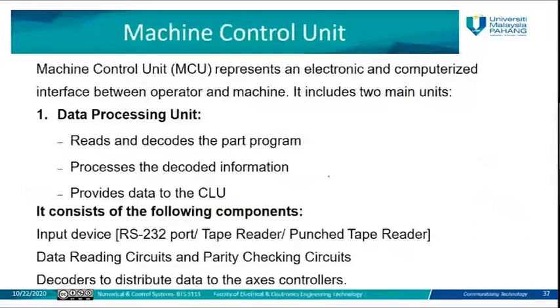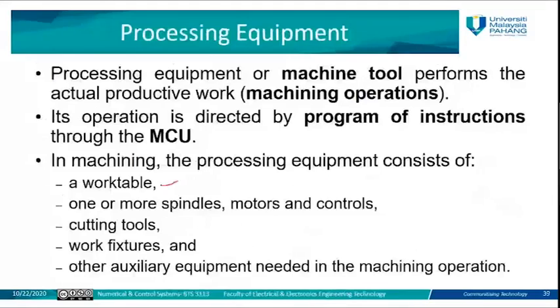We have one or more spindles, motors, and controllers. The motor and spindles are usually used to rotate the tool. If you have, for example, a drill, it has a motor inside to rotate the drill clockwise or counterclockwise and so on. So you have spindles, you have also cutting tools, you have work fixtures.